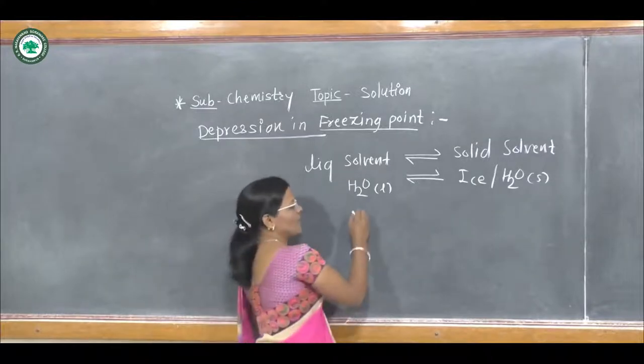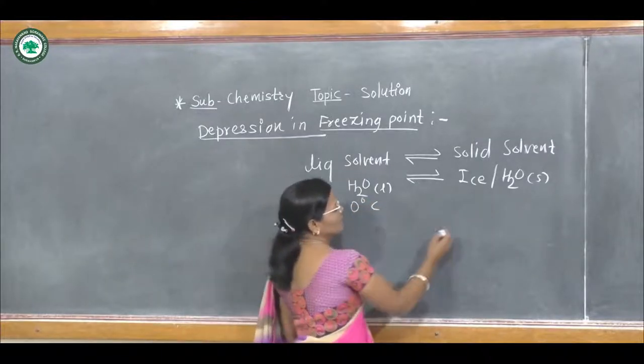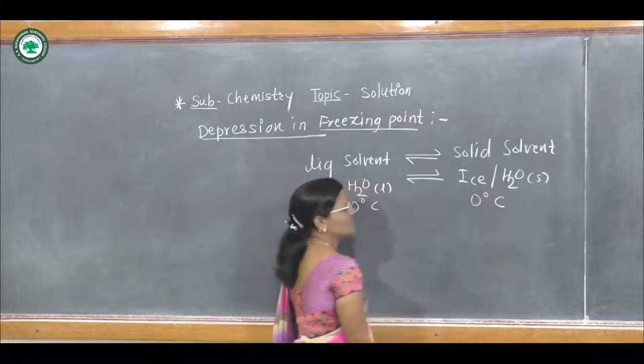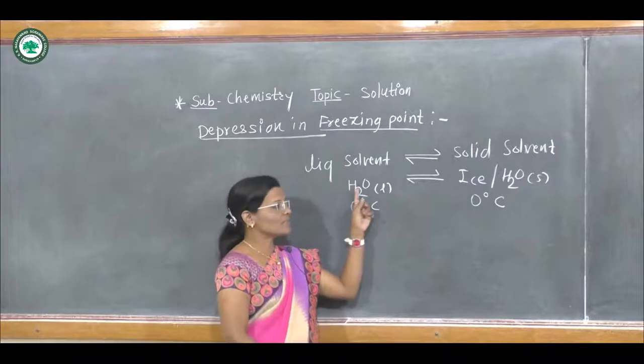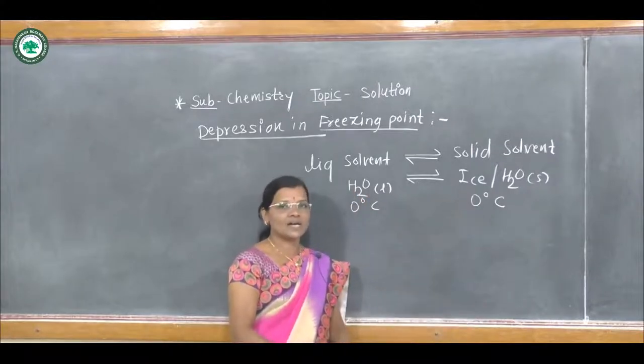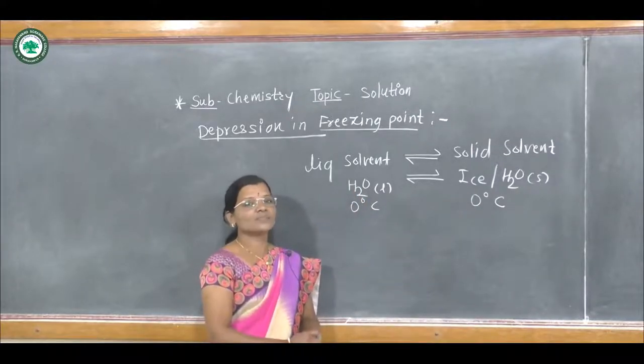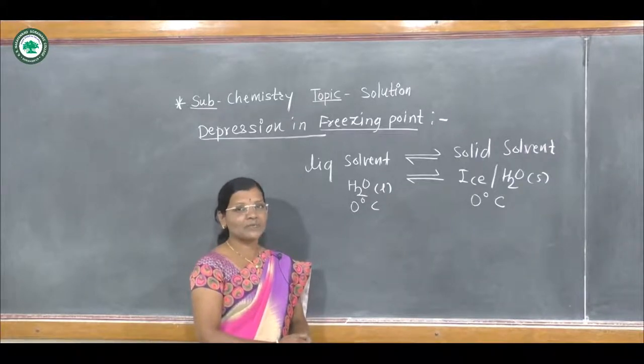Now here we know that at 0 degree Celsius, when equilibrium exists, there is coexistence of water as well as ice, and the corresponding temperature is called the depression in freezing point.